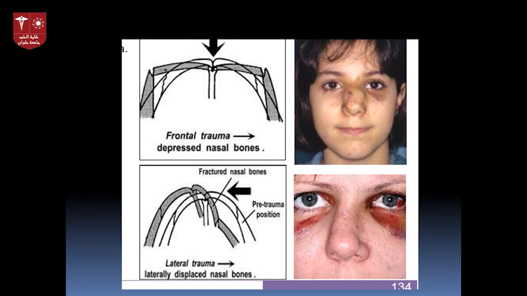On those photos, you will see frontal trauma with a depressed nasal bone in the first two photos. In the second two photos, you'll see a lateral trauma with deviation of the nose. Watch the black eyes, or the ecchymosis around the eyes, on both patients.